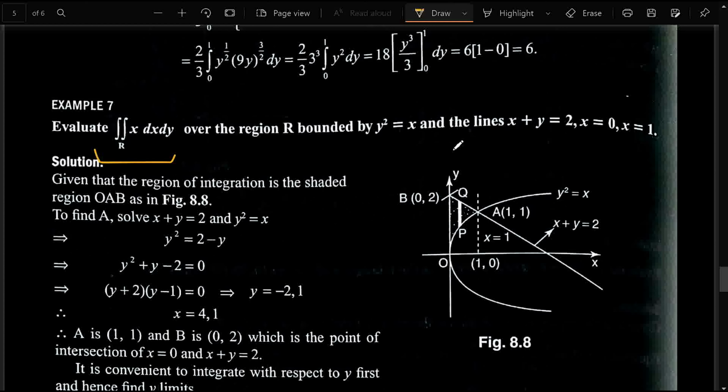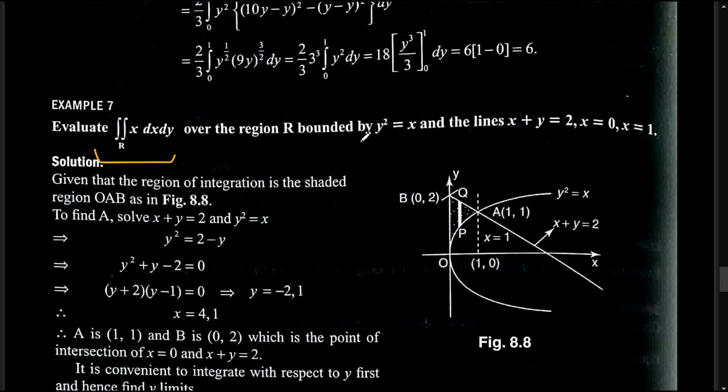Double integral over the region bounded by... This is somewhat interesting. I need to say one important point in this question. So y² = x. You know it's actually a parabola, and x + y = 2. This is actually a line. And x = 0, y = 1. x = 0 is nothing but this line, I mean the y-axis. y = 1 is this line. So the parabola and the line x + y = 2.